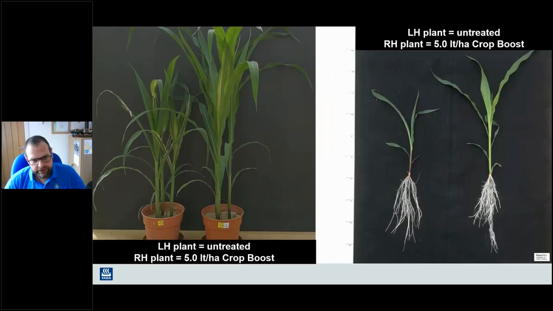The product's been around years. We know it's been around years. I'd say it's widely used in maize.